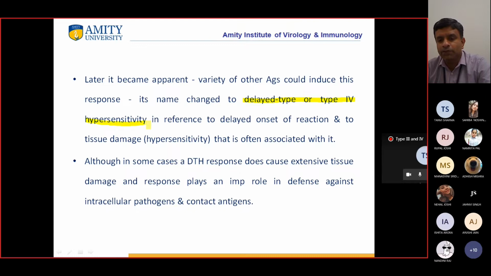Okay, and why delayed type? In reference to delayed onset of reaction and to tissue damaging hypersensitivity that is associated with it. Okay, so obviously इसमें symptoms काफी late आ रहे थे, so it was called delayed type hypersensitivity reaction.